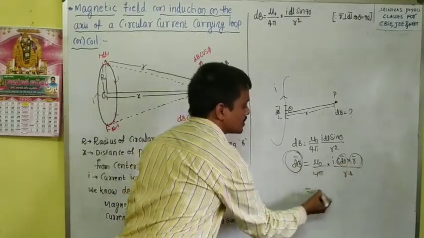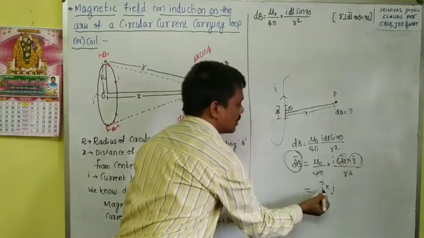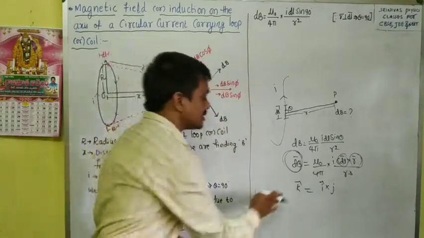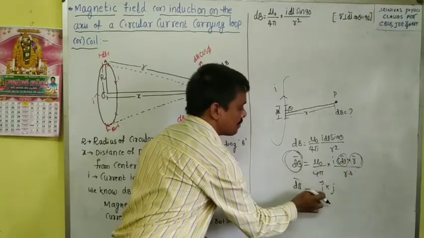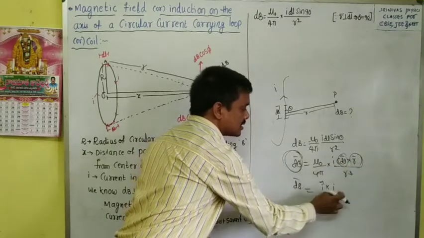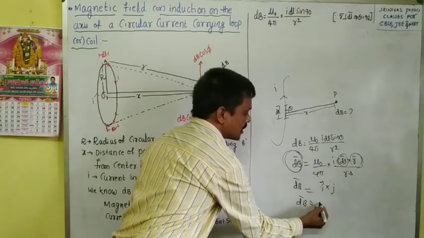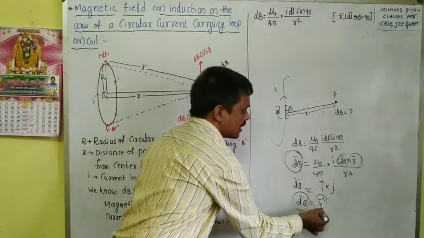Why? Because if dl is along the x-axis and r is along the y-axis, what about i cap cross j cap? We will get k cap, right? For example, dB bar equals, dl I am taking along i cap, r is along j cap. What is the direction of dB? dB is i cap cross j cap, which is the k cap. That means the dB direction is along the z axis, right?